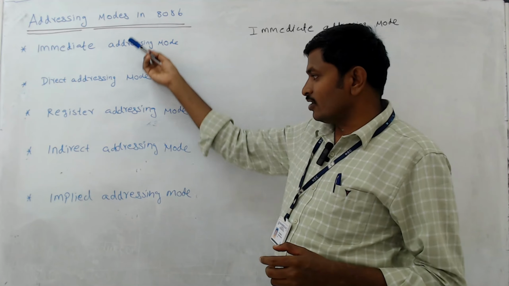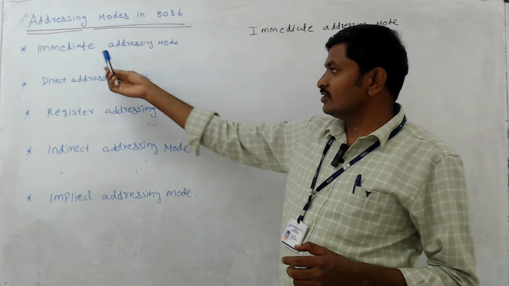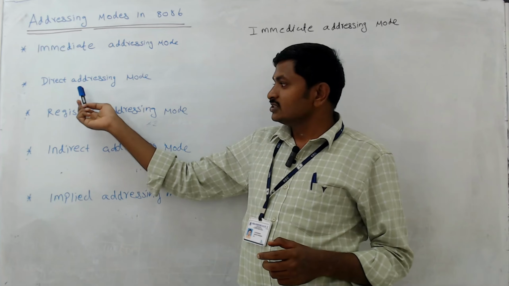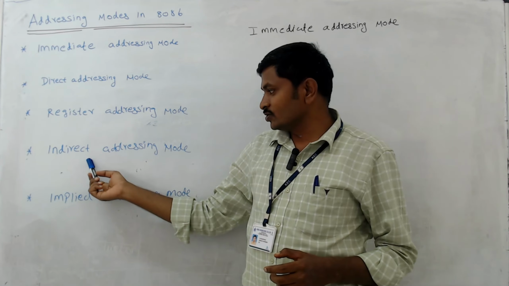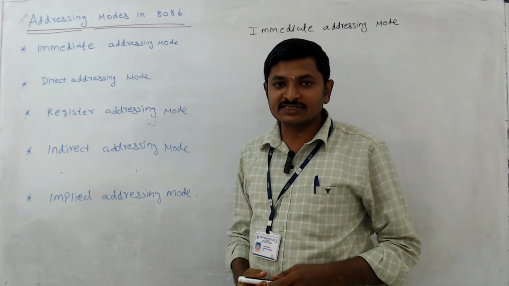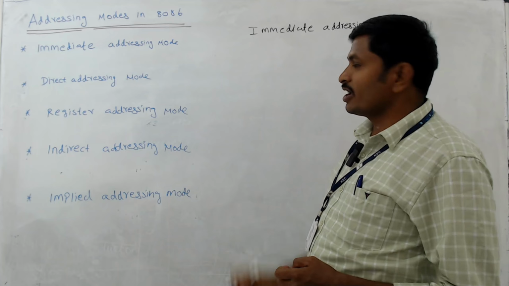There are 5 different types of addressing modes. The first one is the immediate addressing mode. The second one is the direct addressing mode. The third one is register addressing mode. The fourth one is indirect, and finally the implied addressing mode. First of all, let me discuss immediate addressing mode.